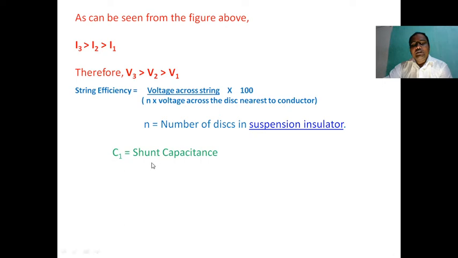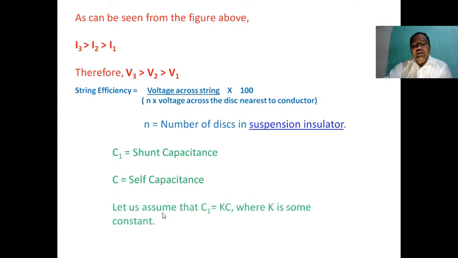C1 is equal to shunt capacitance. C is equal to self capacitance. Let us assume that C1 is equal to Kc, where K is some constant. K is equal to C1 by C. Very important formula: K is equal to C1 by C, where C1 is shunt capacitance and C is self capacitance.